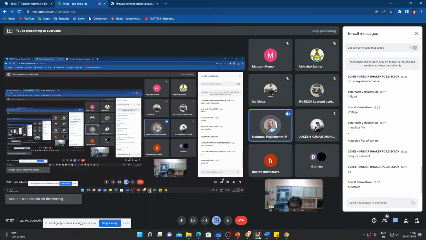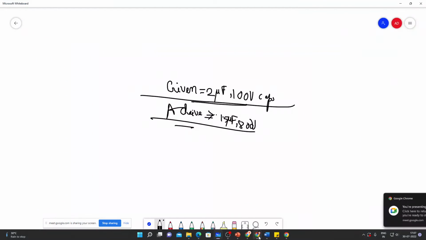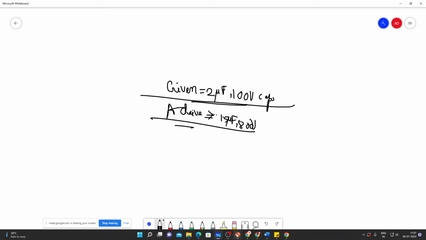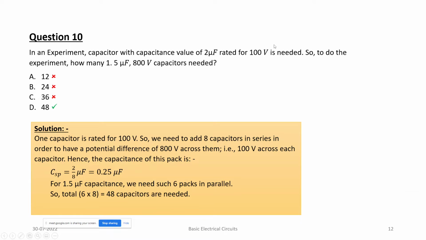Now it is clear, sir. Actually, the question is wrong, I told. It should be the other way around. Here it has been needed 2 microfarad 100 volt. This should come here and this should come there. So yeah, the question is wrong.